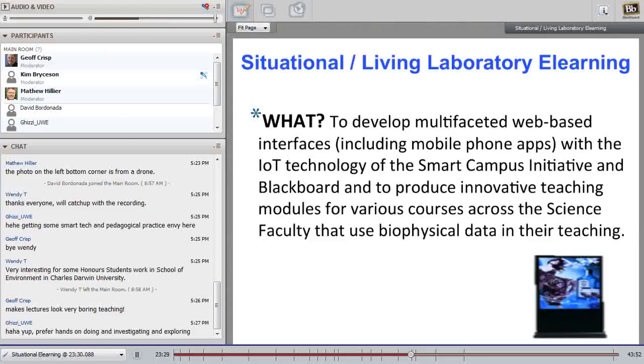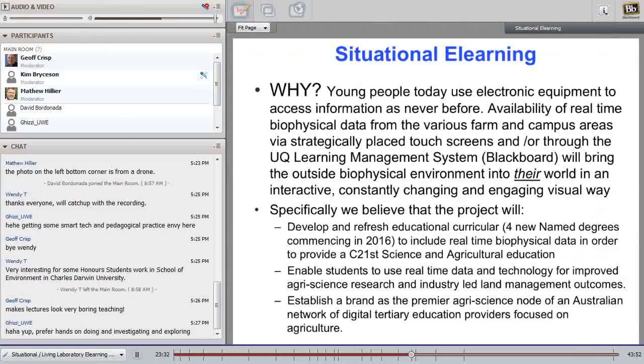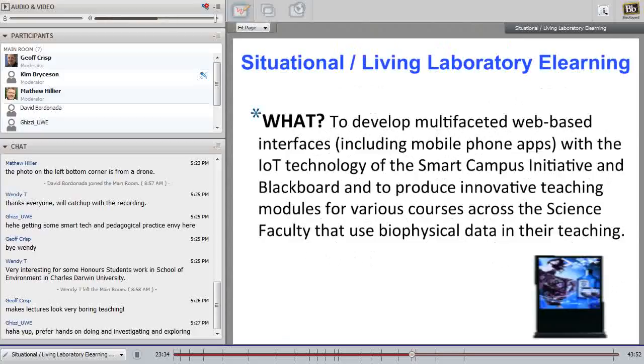Well, I'll give you a hint. There's about 32 courses with 15 academics across 9 programs, that's degrees, and across both campuses. The St. Lucia city-based campus and the Gatton campus, 70 kilometres away, basically down the road. So that's quite an ambitious program.